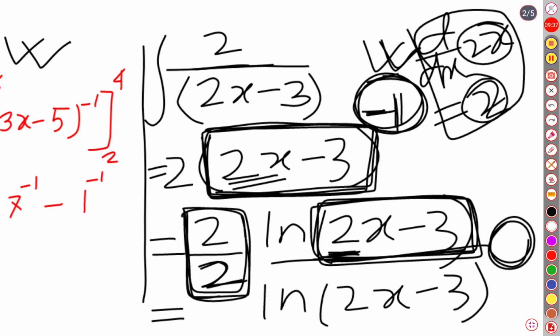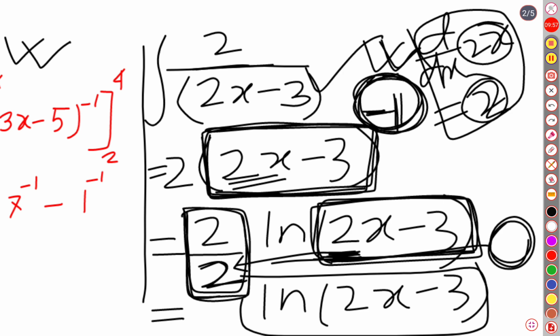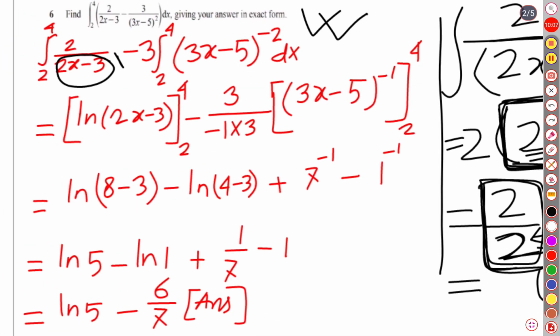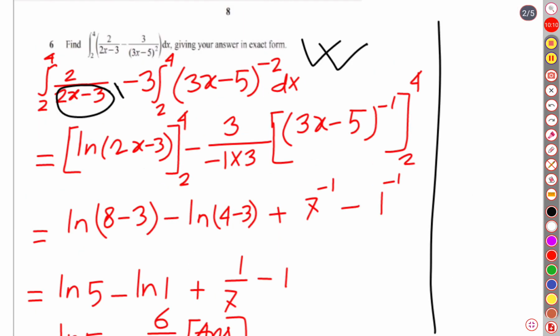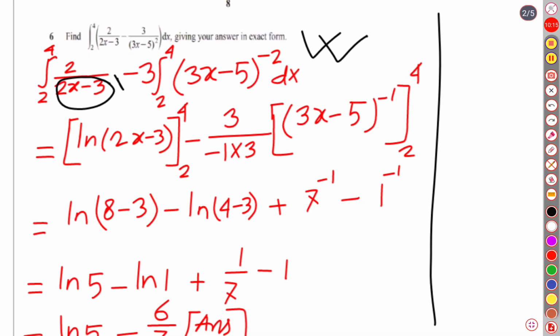In case of integration, if the exponent is negative 1, then that is actually ln function. The integral is ln, and the inner function will be differentiated. After that, that derivative will divide the coefficient. So ultimately we got that the integral of 2 over 2x minus 3 is equal to ln 2x minus 3. Let's go back to our major part of the solution. Look, I have written here that 2 over 2x minus 3 is equal to ln 2x minus 3.